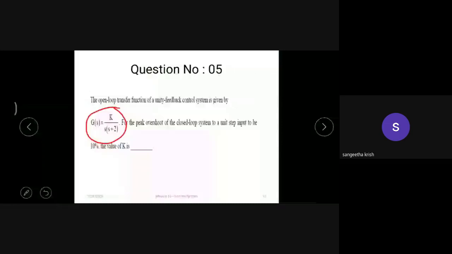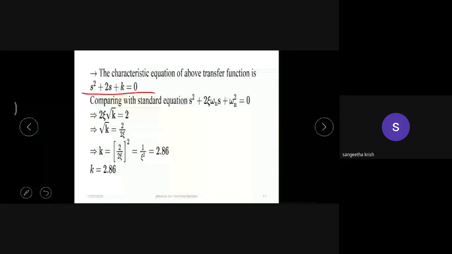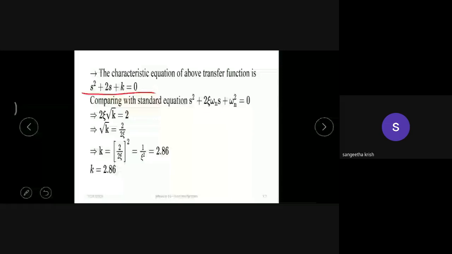G of s is k divided by s into s plus 2, and try to find the characteristic equation, which is 1 plus g of s into h of s equal to 0. Here g of s is k divided by s square plus 2s. Then the equation becomes s square plus 2s plus k equal to 0. And as we discussed in previous problems, the standard format is s square plus 2 epsilon omega n s plus omega n square.